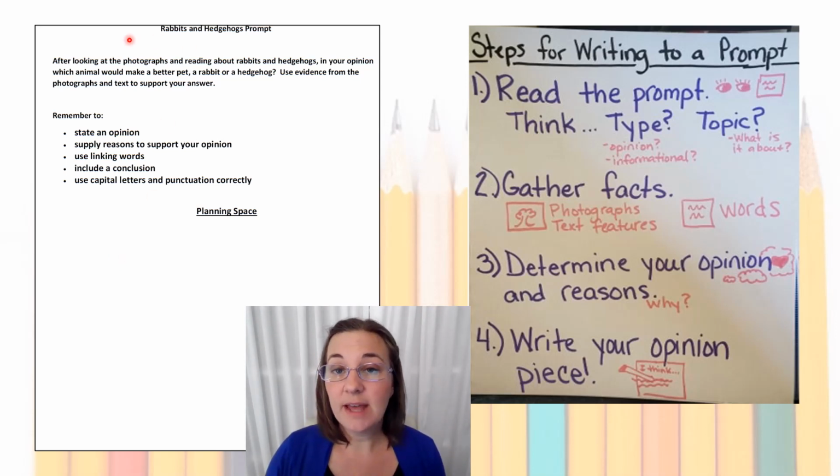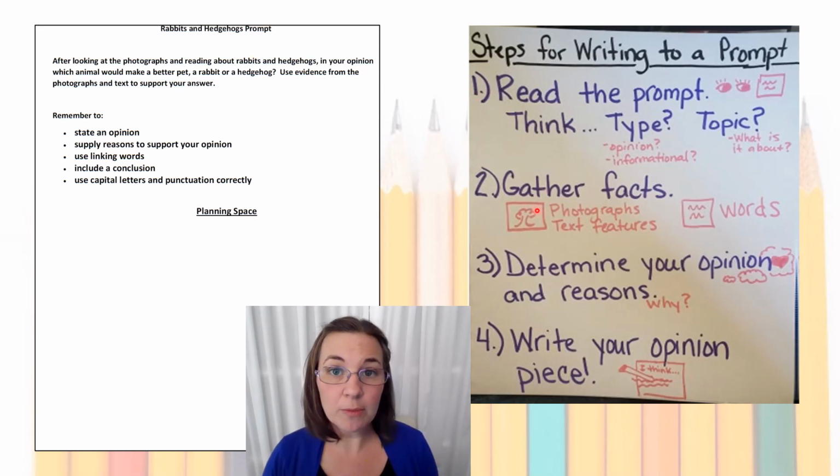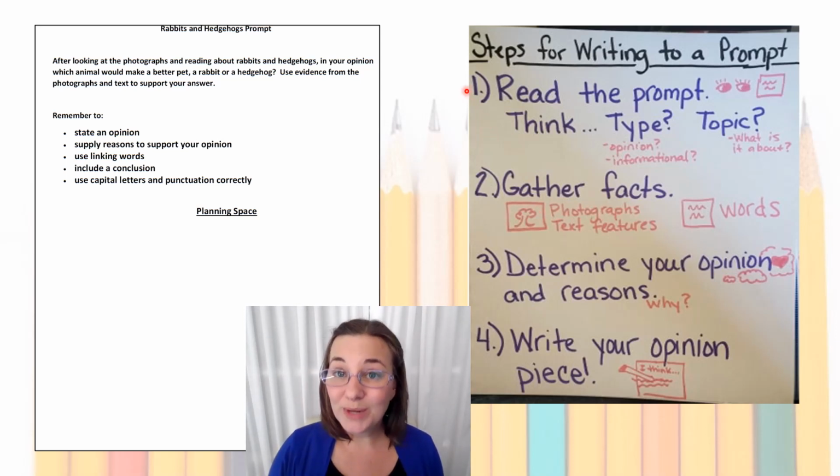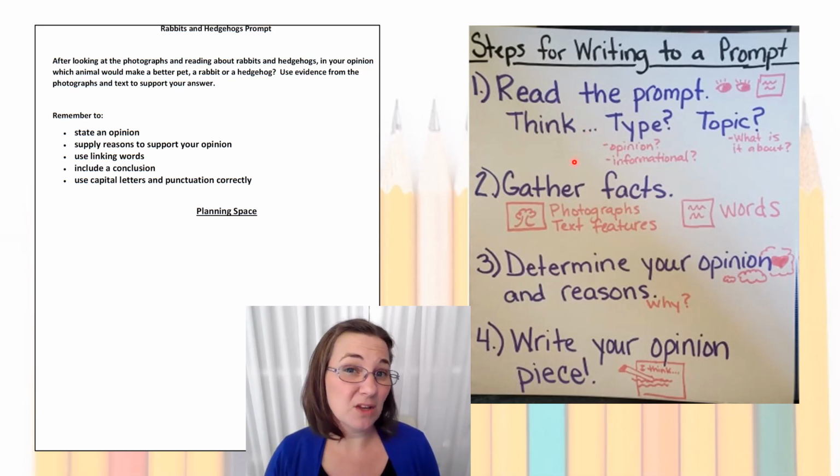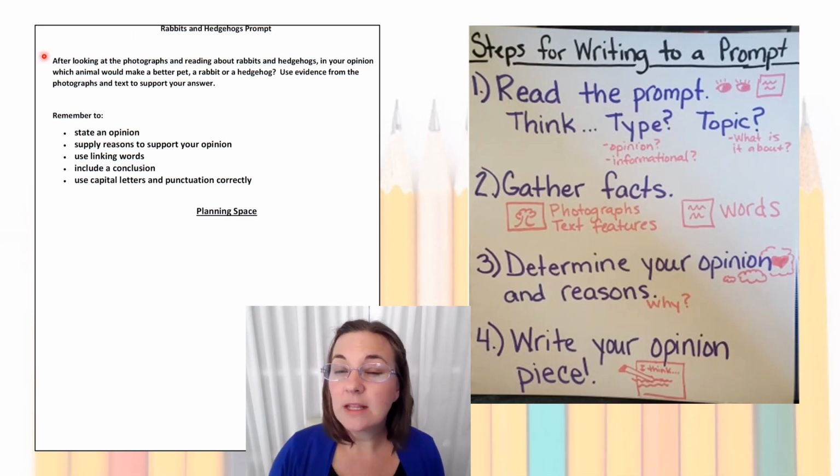This is your rabbits and hedgehogs prompt, and you've learned in a previous lesson steps for writing to a prompt. So we're going to talk through them quickly before you get started today. Step 1 is to read the prompt and think, what is the type? So is it opinion or informational? And what is the topic, or what is it about? So let's read the prompt and then see if we can figure out those 2 things.